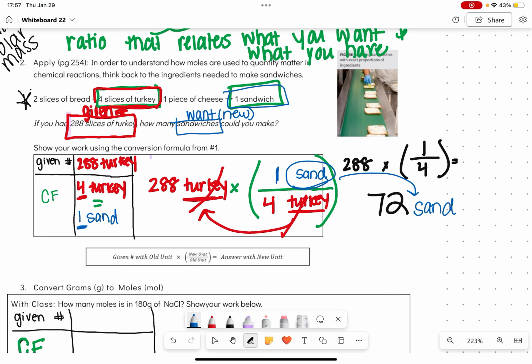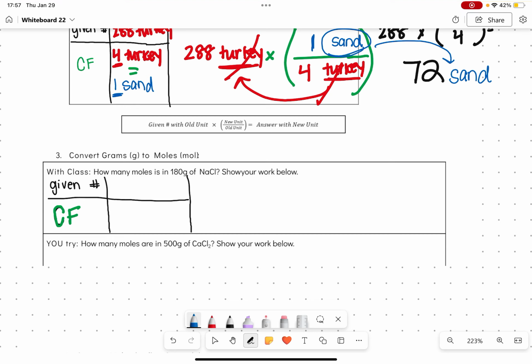Okay. So if you know how to set it up and you know your conversion factor, you don't need to try and figure out why something goes where every single time. If you know what is your given, what's your conversion factor, what's your old and new, it's pretty easy to set up. So now I'm going to show you in terms of grams and moles.